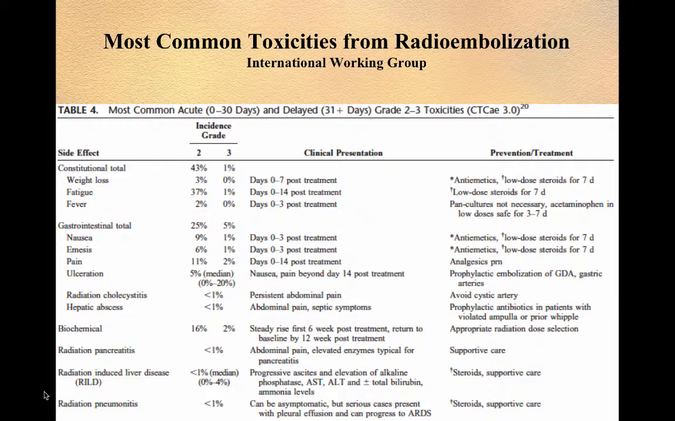Common toxicities, again, most people just have a low-grade nausea, fatigue. It's rare to get an ulcer. If you do get an ulcer, it's usually because there's an artery that wasn't embolized or excluded from the treatment zone. It's less than 5%. Less than 2% of patients can develop a cholecystitis requiring surgery. Many people have already had their gallbladder out because of the Sandostatin that's going to be administered.